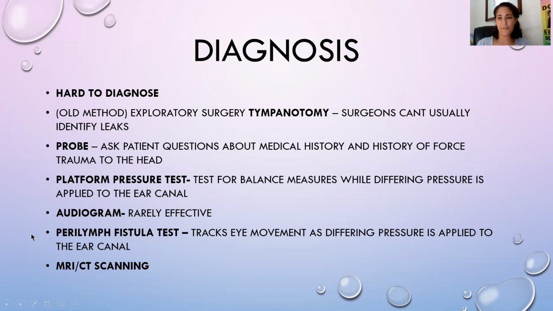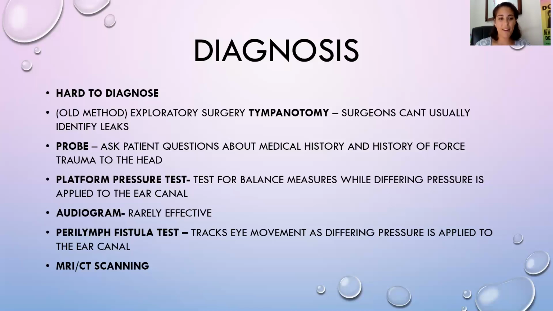Audiograms are rarely effective, because sometimes you really are not experiencing a hearing loss. And on top of that, you can't diagnose a fistula based on hearing measures. They aren't related enough to make a definitive statement. Perilymph fistula tests, however, are a thing. This tracks your eye movements as different pressures are pushed into your ear, and I guess it measures how your eyes react to it, which I thought was really interesting because I didn't really expect those two systems to be linked.